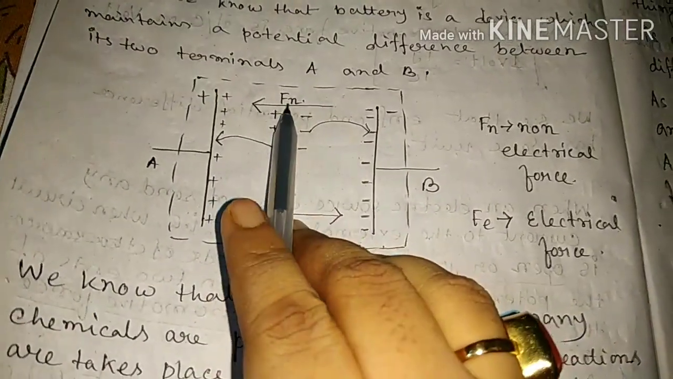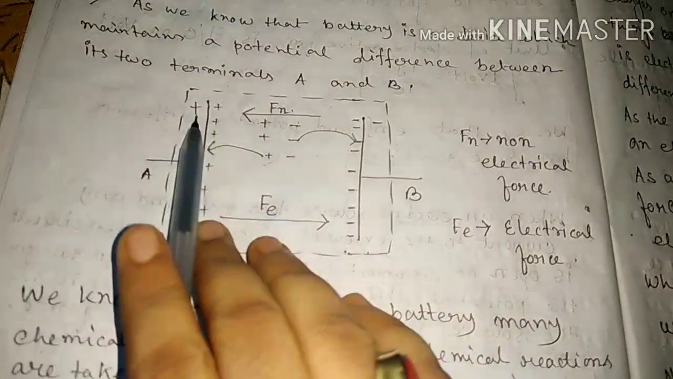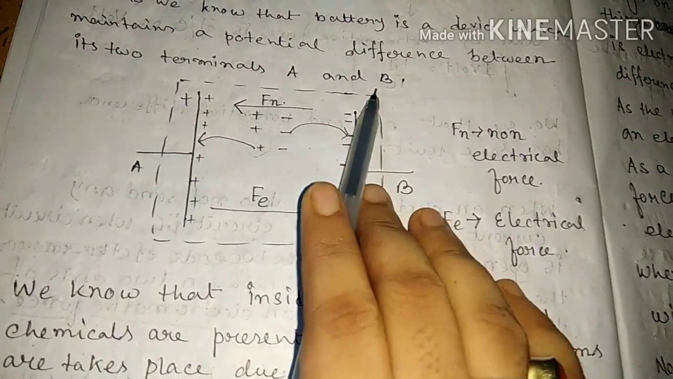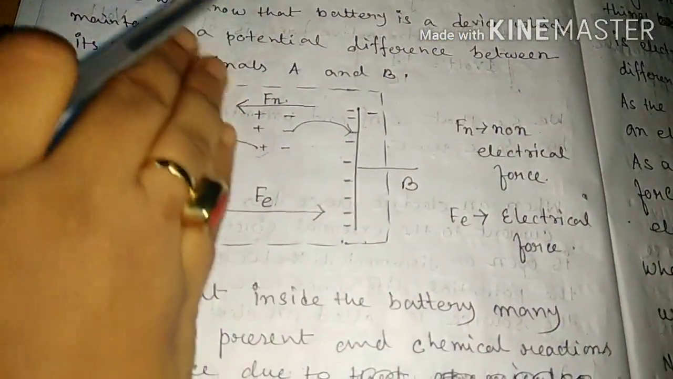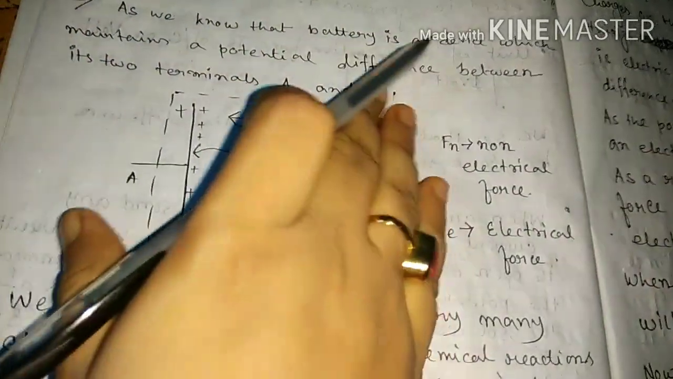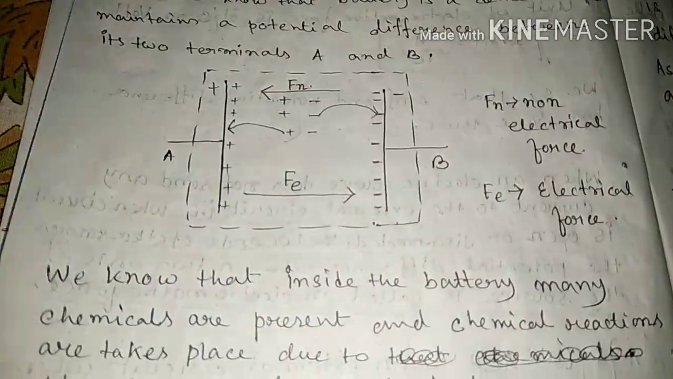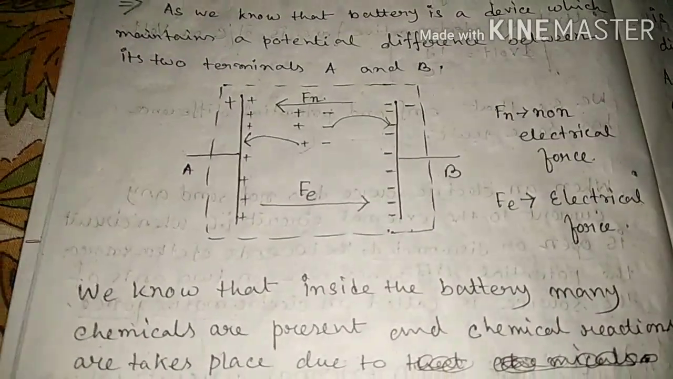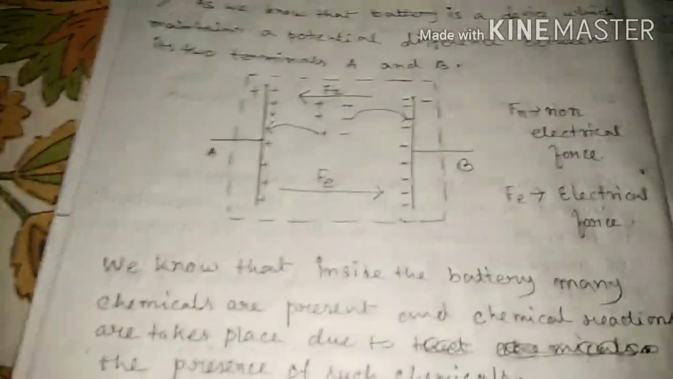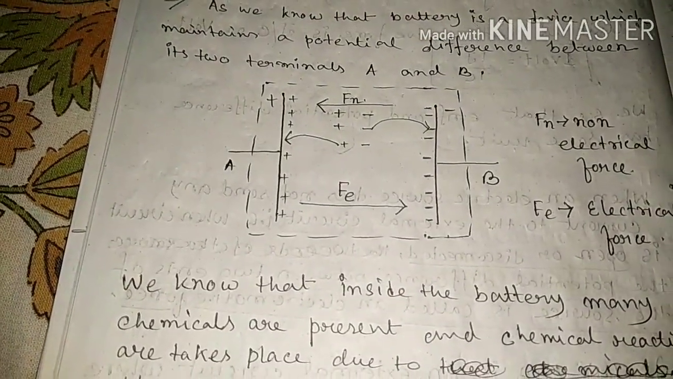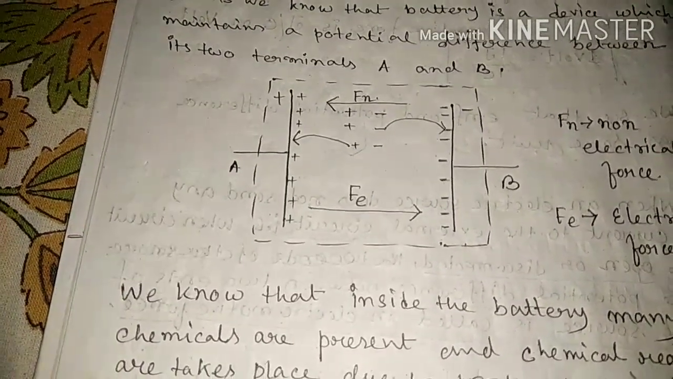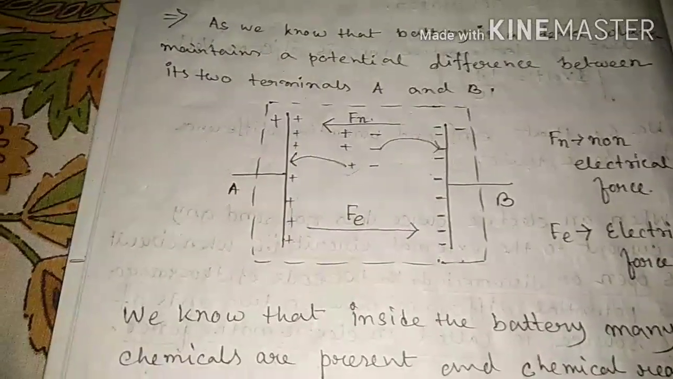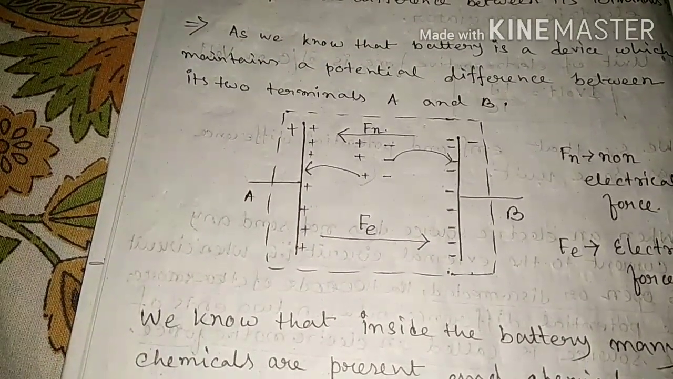But this non-electrical force will accumulate the positive and negative charges on one side of the battery, and because of the accumulation of electric charge, one side of the battery becomes positive and the other side becomes negative. That is the function of non-electrical force, and that's why it is called non-electrical force. Or sometimes it is called chemical force because it is generated due to a chemical reaction. That's why it is called the chemical force.